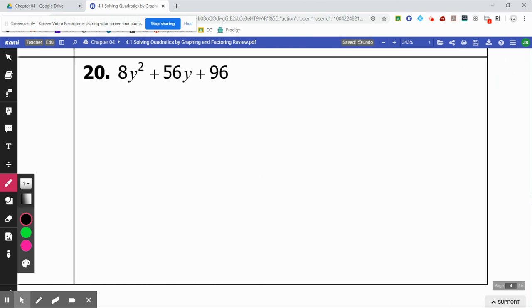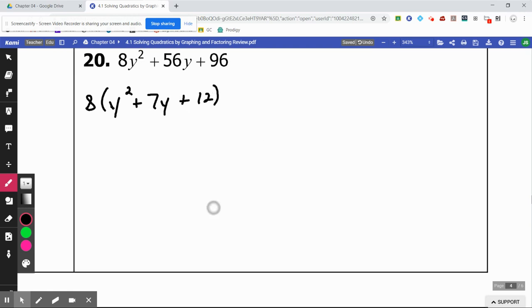Number 20. Look for, let's see, you can factor an 8 out of this, which actually turns this into one of the old type. Y squared plus 7y plus 12. So just because it has a number out front does not mean it's a slip and slide problem, because this one is not. Y times y, adds, multiply, positive 3, positive 4.